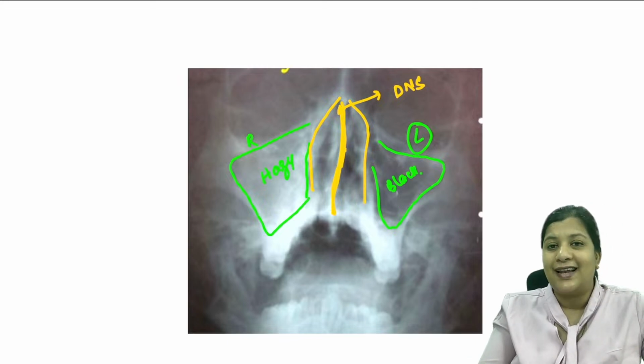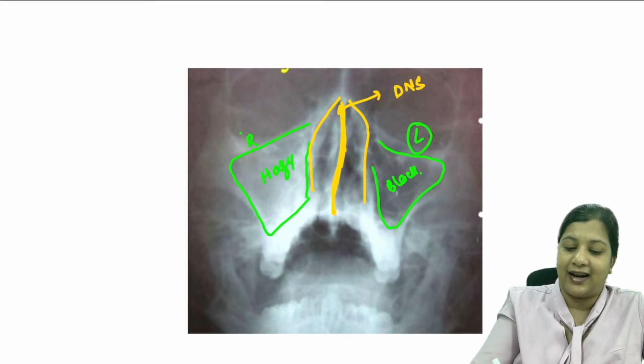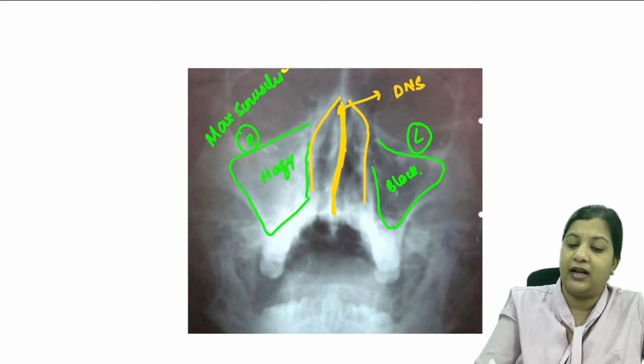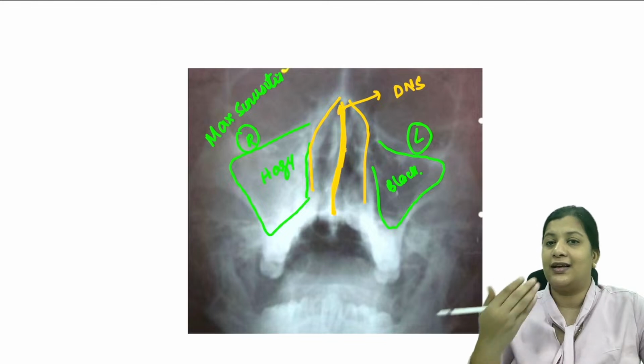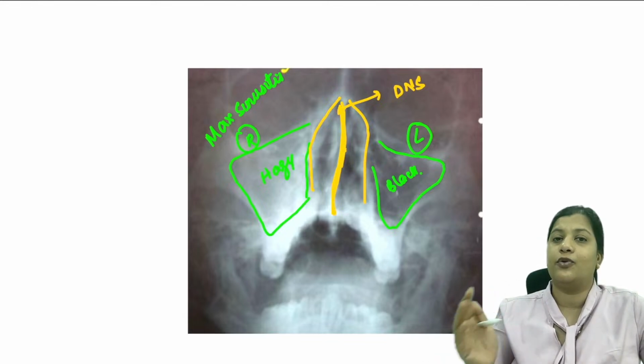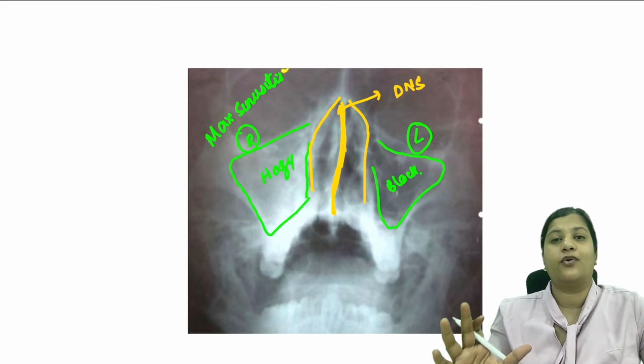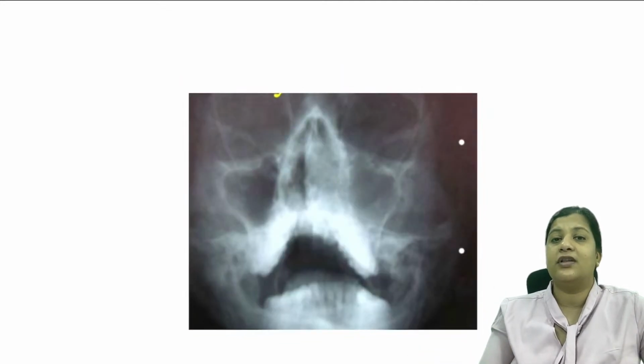So what does this tell us? This tells us that there is a right maxillary sinusitis, probably. Of course, with this X-ray, we are going to correlate with the history, clinical examination, and then come to a final diagnosis. But this is how we recognize on an X-ray what could be the possibility. Let's go to the second pathology.